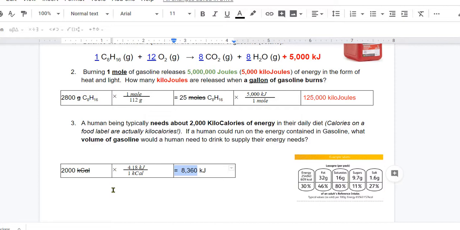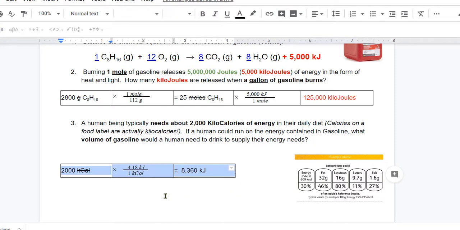There's different ways we can do this. We could go to moles. We could go to gallons. Let's go to gallons first, and then we'll use the power of Google to convert that to milliliters. Good idea. Let's try it.